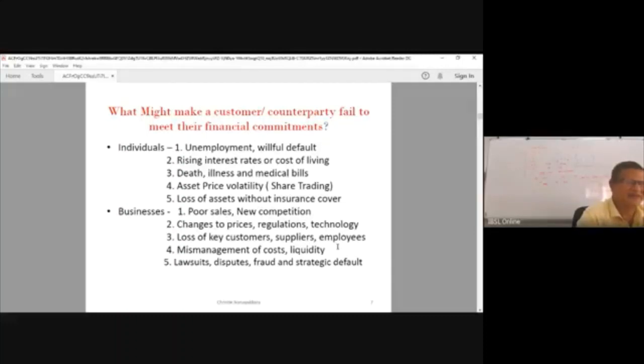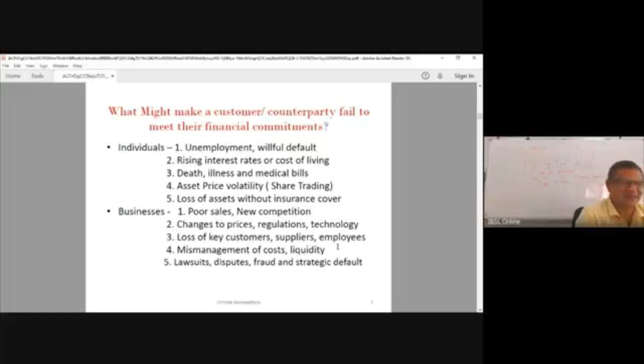If an individual invests in assets like shares, price volatility, prices coming down in these assets, will cause losses. But nowadays, I think the share market is doing well, so there is no risk for people who have invested earlier. Loss of assets without insurance cover: external events occur like fire, burglary, or floods affecting your assets. If there is no insurance cover, definitely you are not in a position to pay back the loans you have borrowed. So these are the reasons for default.